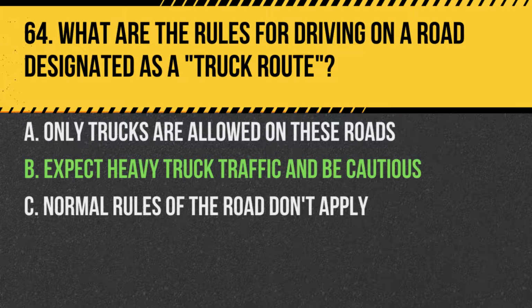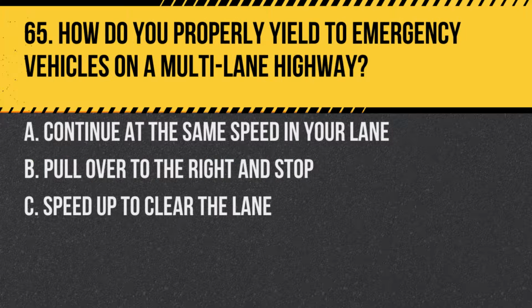Answer: B. Expect heavy truck traffic and be cautious. On a truck route, expect increased truck traffic and be extra cautious, especially regarding trucks' blind spots and wide turns. Question 65. How do you properly yield to emergency vehicles on a multi-lane highway? A. Continue at the same speed in your lane. B. Pull over to the right and stop. C. Speed up to clear the lane.